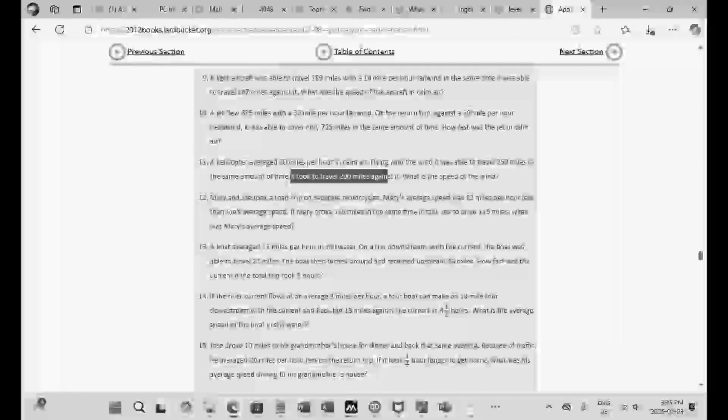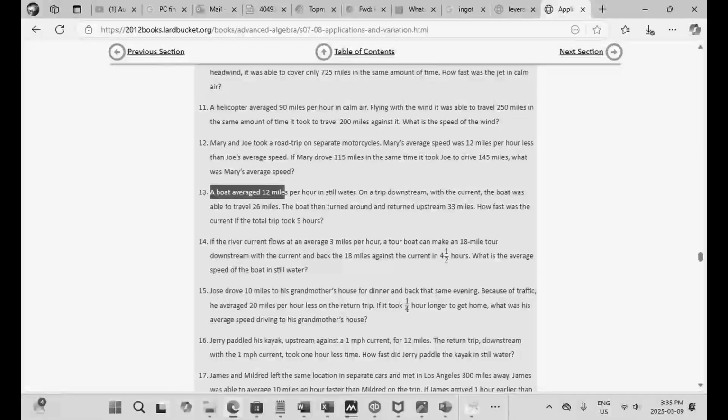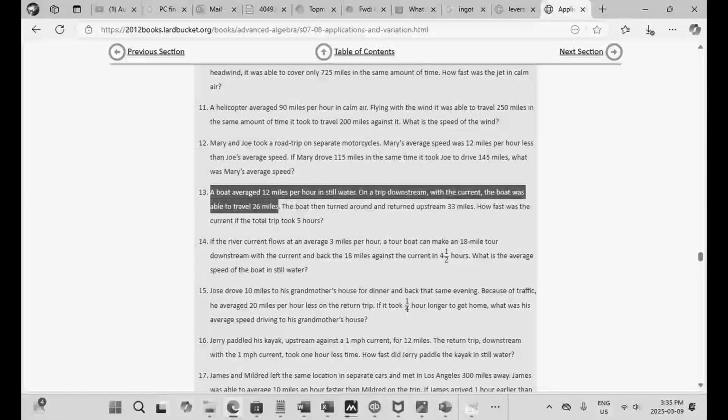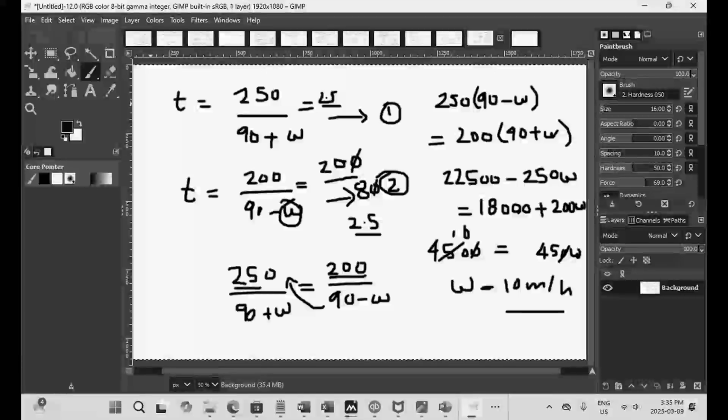Now moving further down, you have another word problem. This has to do with a boat. A boat averaged 12 miles per hour in still water. On a trip downstream with the current, the boat was able to travel 26 miles. The boat then turned around and returned upstream 33 miles. How fast was the current? The total trip took 5 hours. So at this point, we know that the speed of the boat is 12 miles per hour.